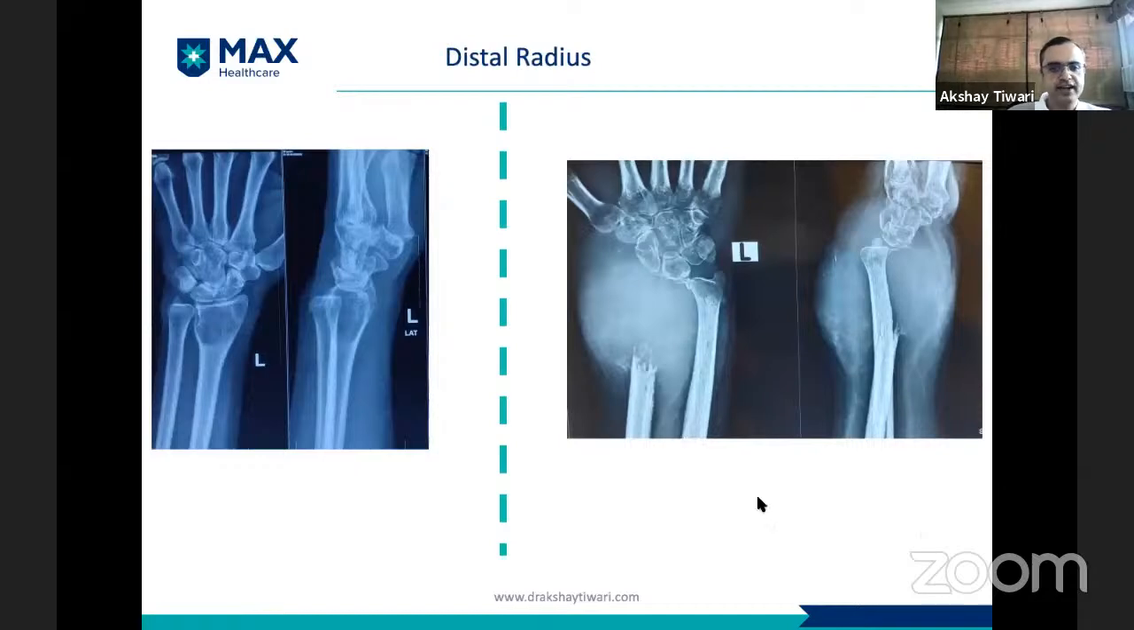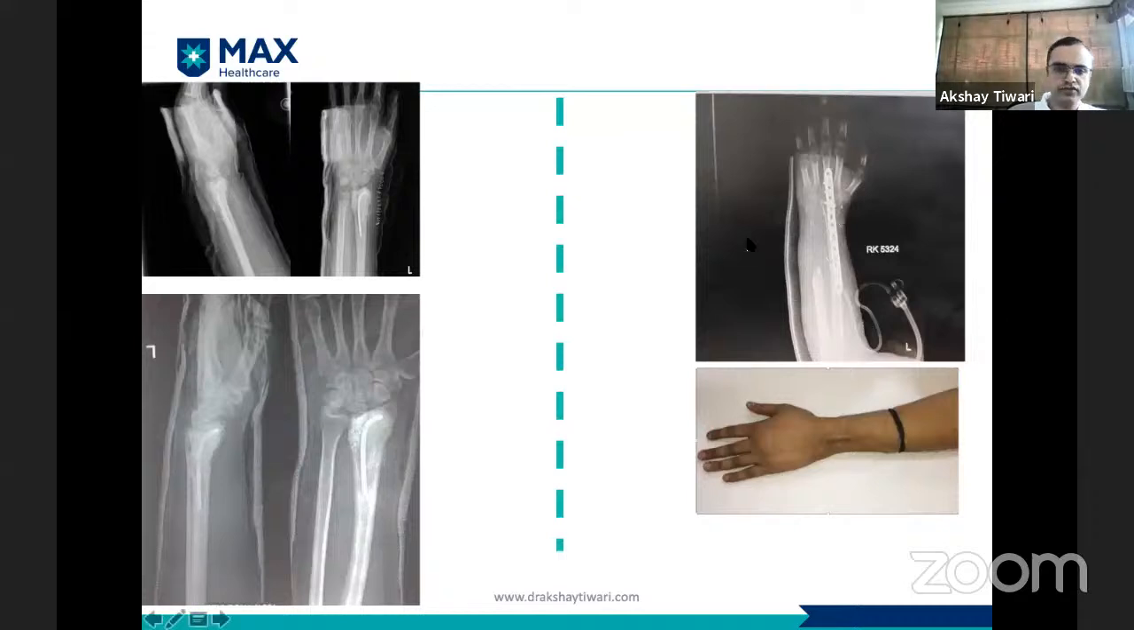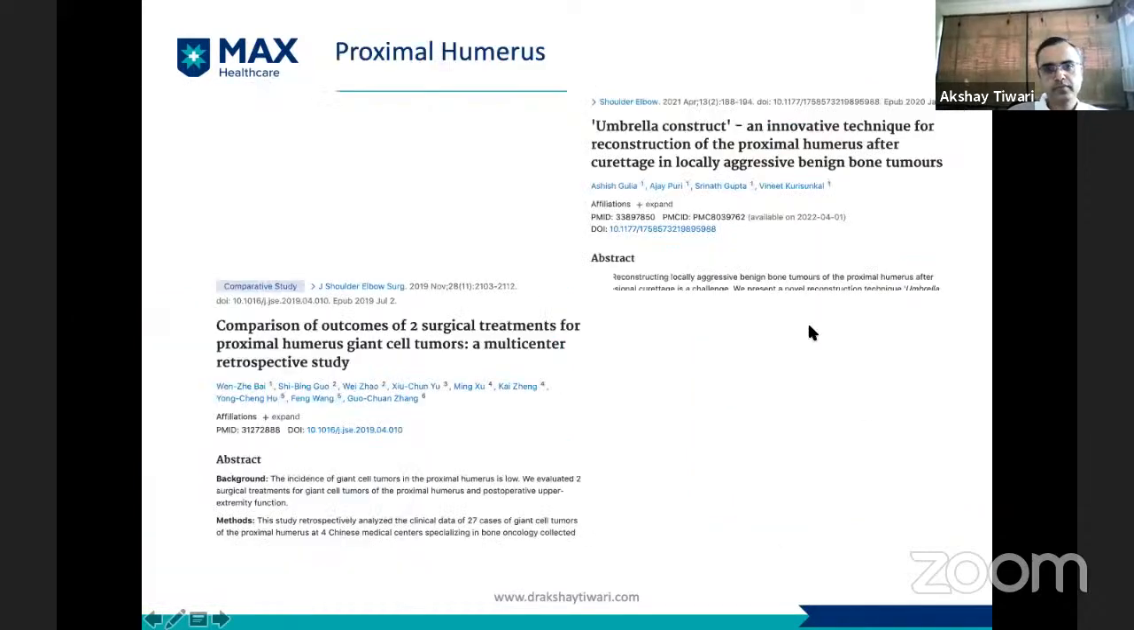The one on the left side was treated with curettage, and the one on the right was treated first with denosumab, followed by resection and radialization of the ulna. On the left is an X-ray at about 6 or 7 years follow-up, and the one on the right is also a long-term follow-up. What about proximal humerus?